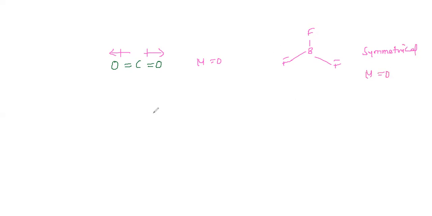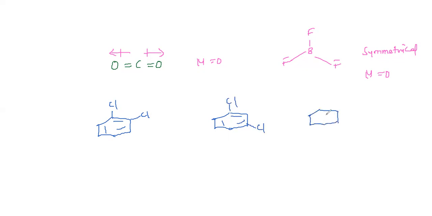Now we discuss the theta value. For example, they will give 1,2 dichlorobenzene. Then another one is 1,3 dichlorobenzene, meaning metadichlorobenzene. Another one is para. Then generally they ask which one has more dipole moment. So I will tell you a simple shortcut.